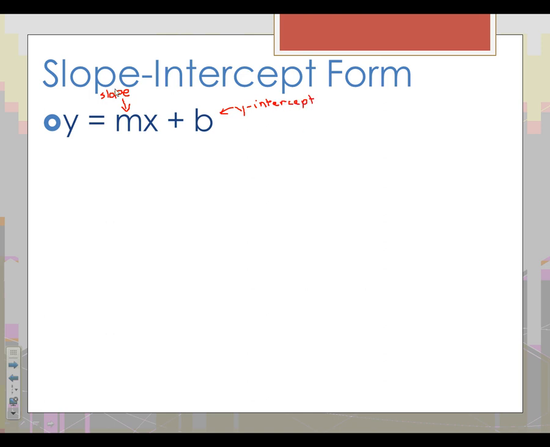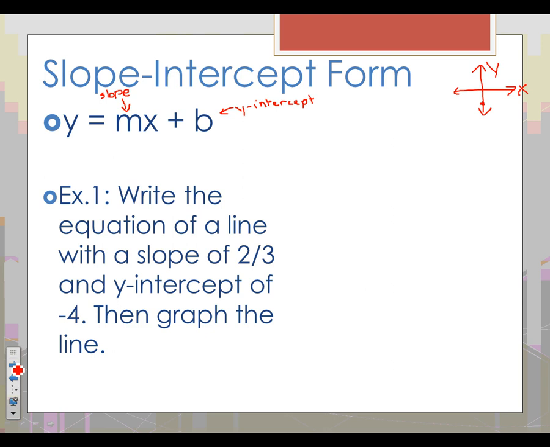Okay. So m's the slope, it tells you how to move. The b is the y-intercept, so that tells you the point that you're going to plot first that's on the y-axis. So remember, when we look at our axes, x is the one that runs horizontally, y is the one that runs vertically, so the y-intercept will be a point directly on the y-axis wherever b tells us to place it. So example 1 illustrates how we're first going to work with this.